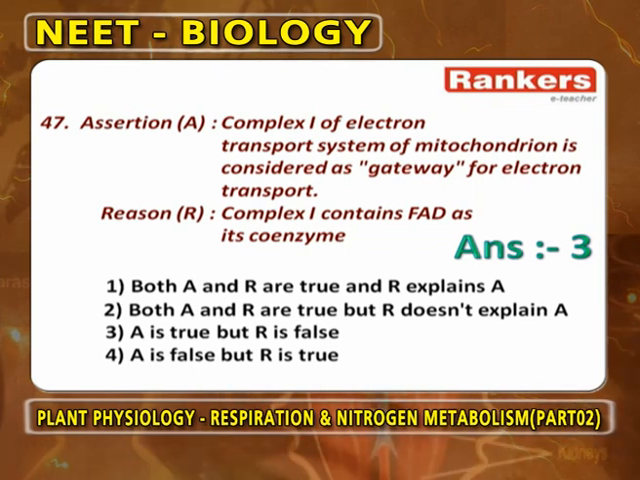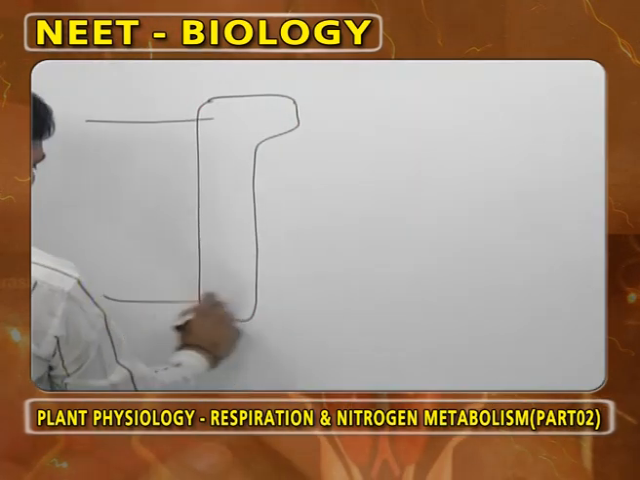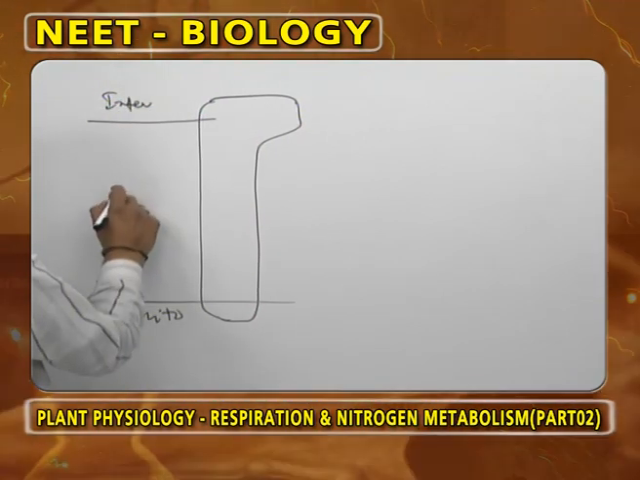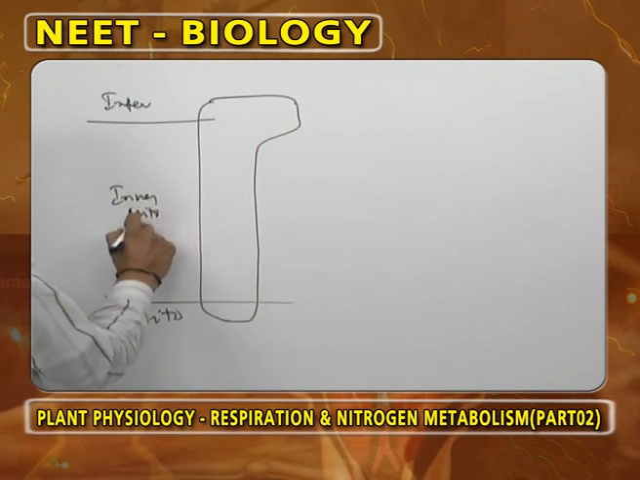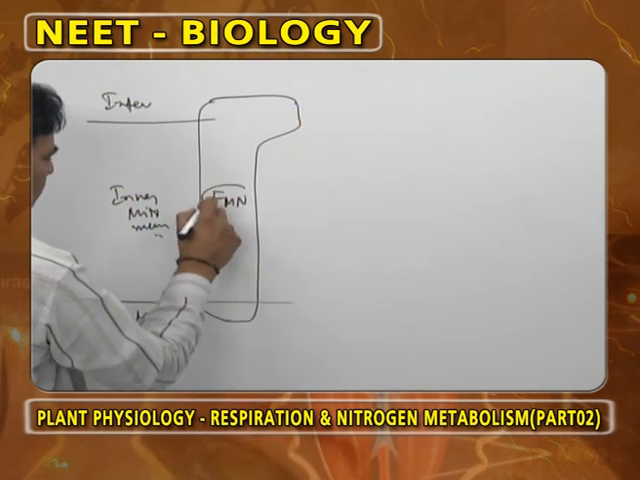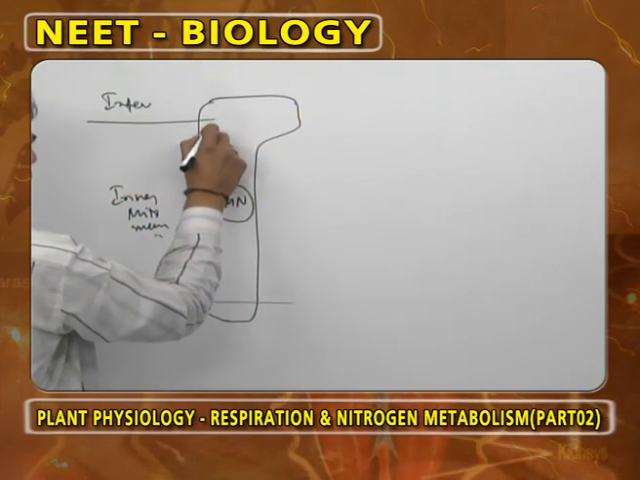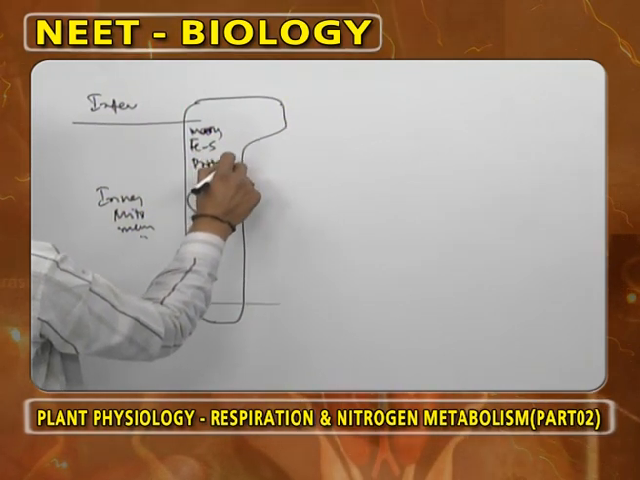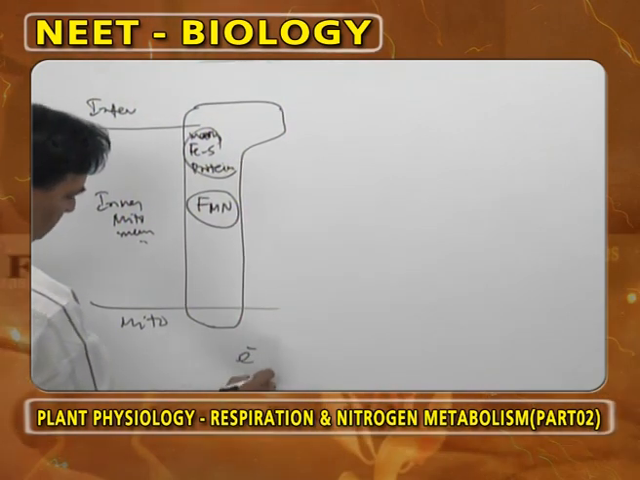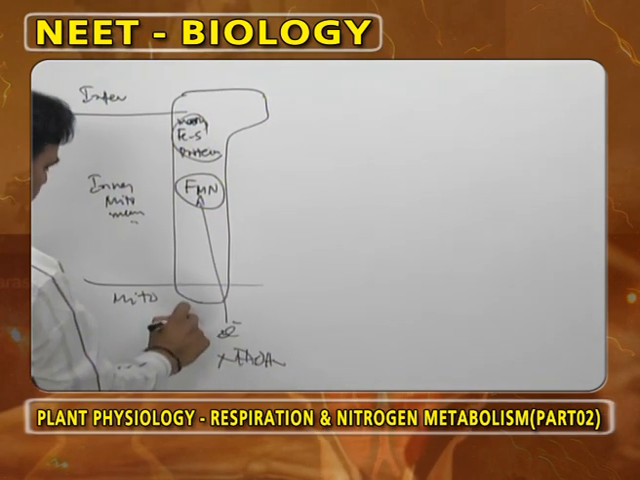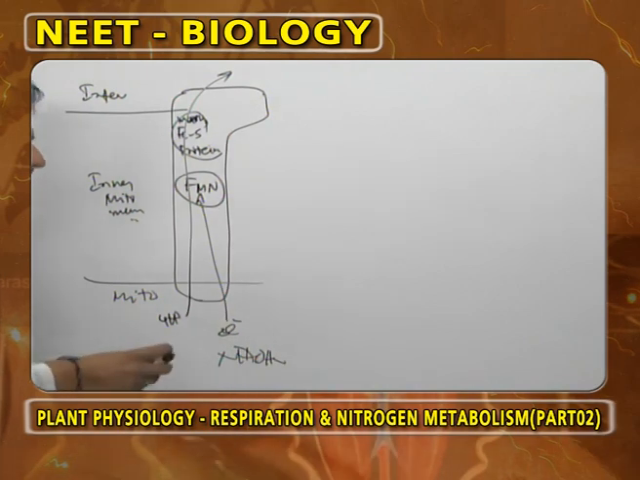Complex 1 will be like this. It extends from the intermembrane space to the mitochondrial matrix through the inner mitochondrial membrane. Here it has FMN, flavin mononucleotide, as prosthetic group, and many iron sulfur proteins. It takes electrons from NADH2 and transfers them here, and takes protons from the mitochondrial matrix and transfers them into the intermembrane space.